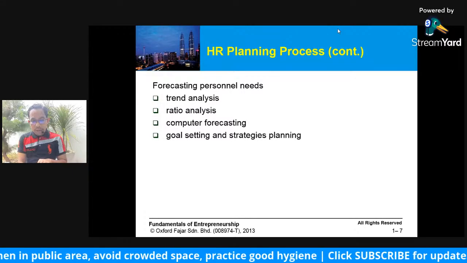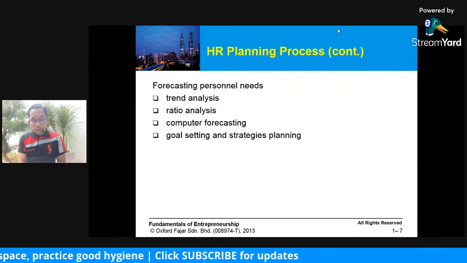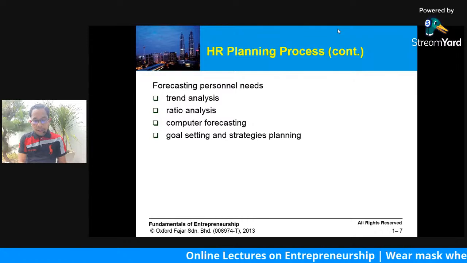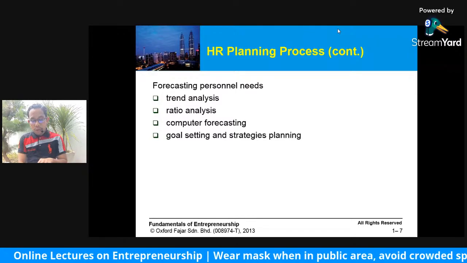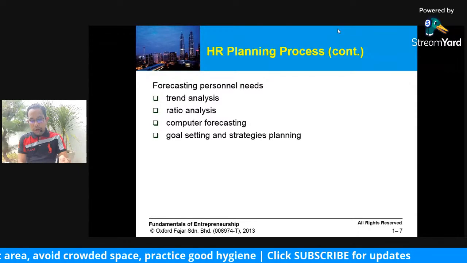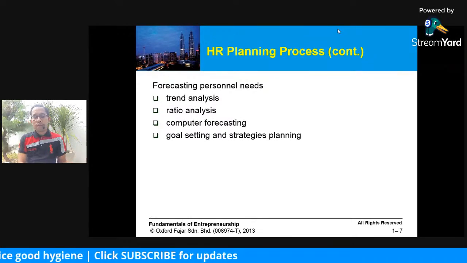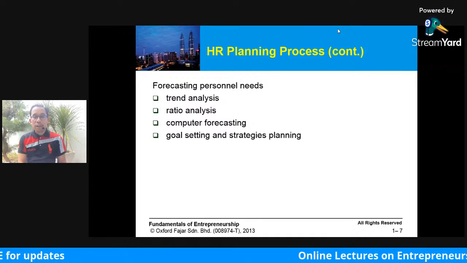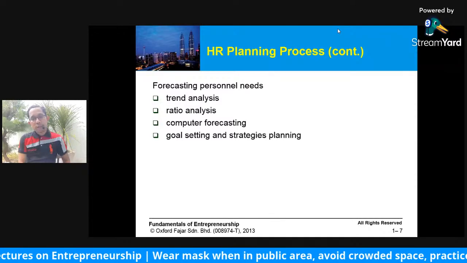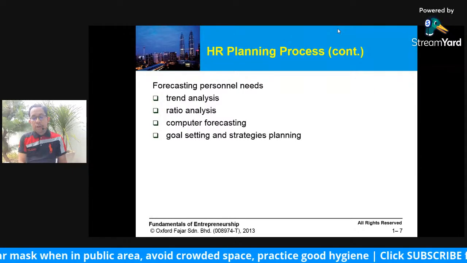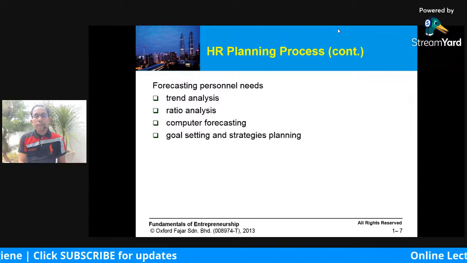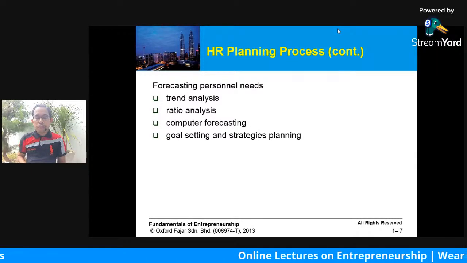Another one we call ratio analysis, which is a technique to forecast your future personnel, using the ratio between some kind of factor and the number of employees required. For example, here we can take from the book that to generate 1 million sales you need more people. At 200,000 per person, you need to hire five to get 1 million sales. That's what we call ratio analysis. Then computer forecasting, where you use a computerized system. There are a lot of systems out there, either open source or paid software, that you can use to hire more people.